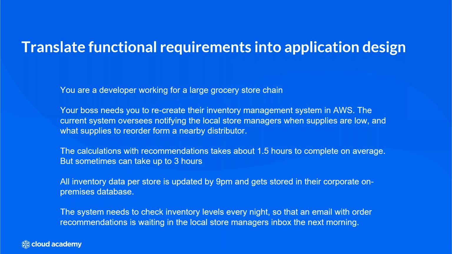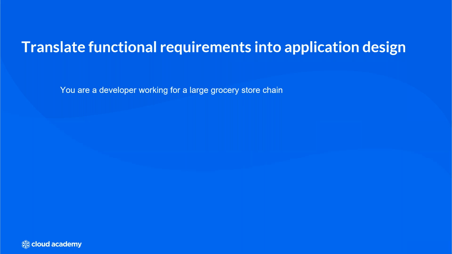How do I turn this from a functional requirement into an application design? Take it line by line, okay? When you get these questions, there's a lot of information, not all of it's important. So you're a developer working for a large grocery store chain.